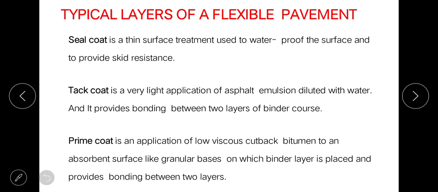So what are the typical layers of a flexible pavement? Seal coat. Seal coat is a thin surface treatment used to waterproof the surface and to protect it from skid resistance loss. Tack coat is a very light application of asphalt emulsion diluted with water, and it provides bonding between two layers of binder course. Prime coat is an application of low viscous cutback bitumen to an absorbent surface like granular bases on which the binder layer is placed and provides bonding between two layers.